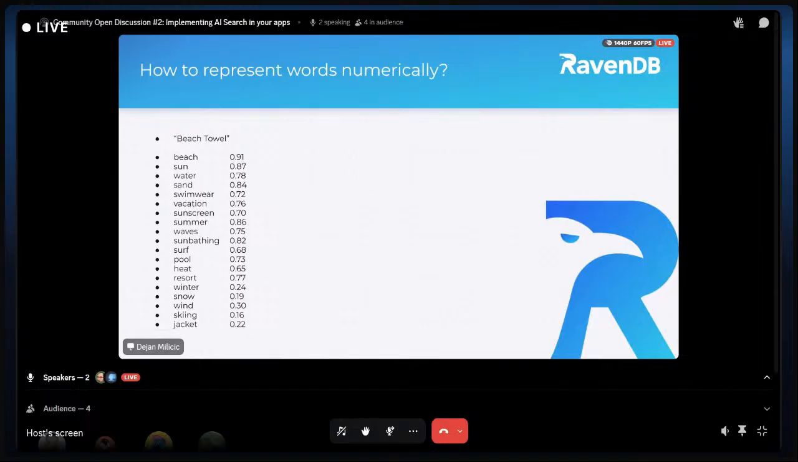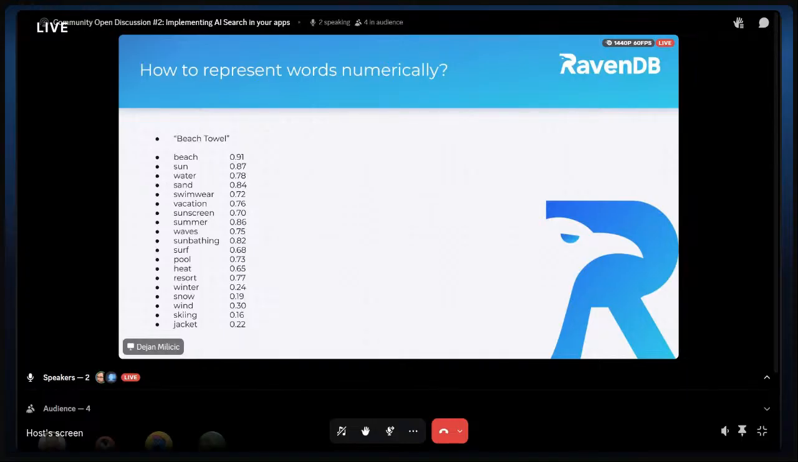And of course, if I start with beach, 91% could be some kind of measurement of how applicable the attribute beach is to beach towel. So we have a very high correlation, and also when you start thinking about it, what we think about when I mention beach towel is the sea, sun, sand, swimming, vacation, summer, waves, maybe surfing. So these numbers in the right column are actually numbers between 0 and 1. And you can also look at them as percentages. So 0.91 for beach is actually 91% correlation between the attribute beach and beach towel.